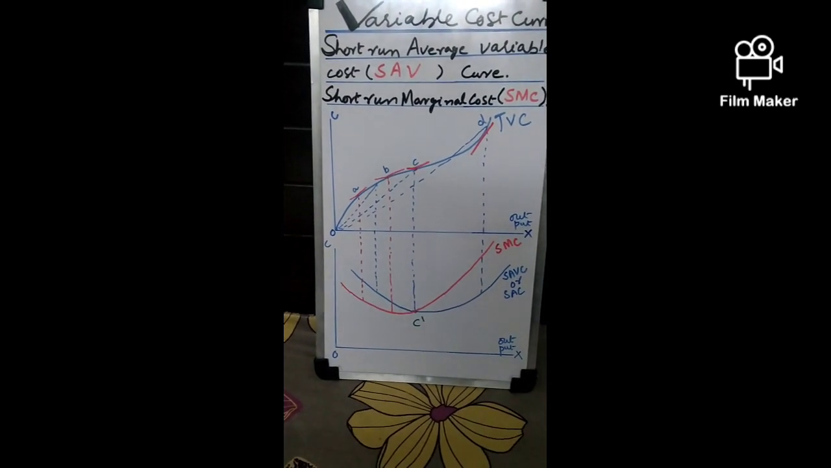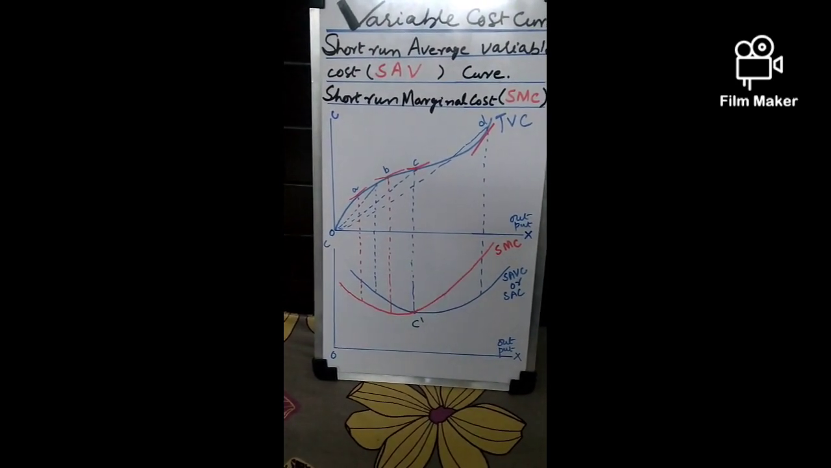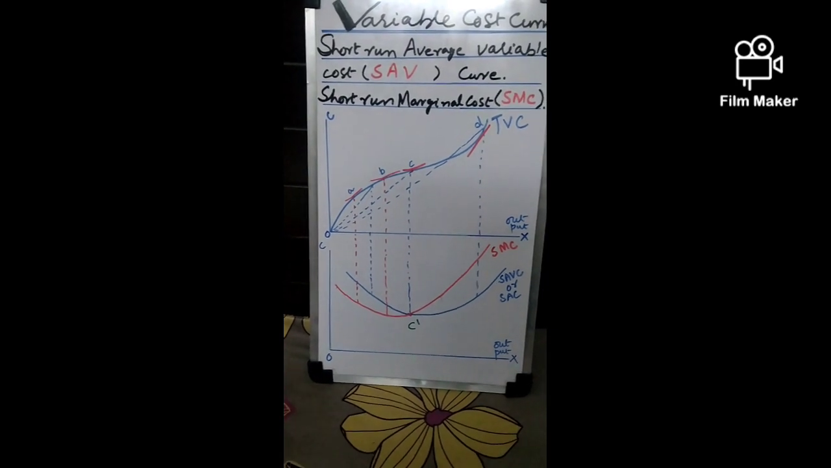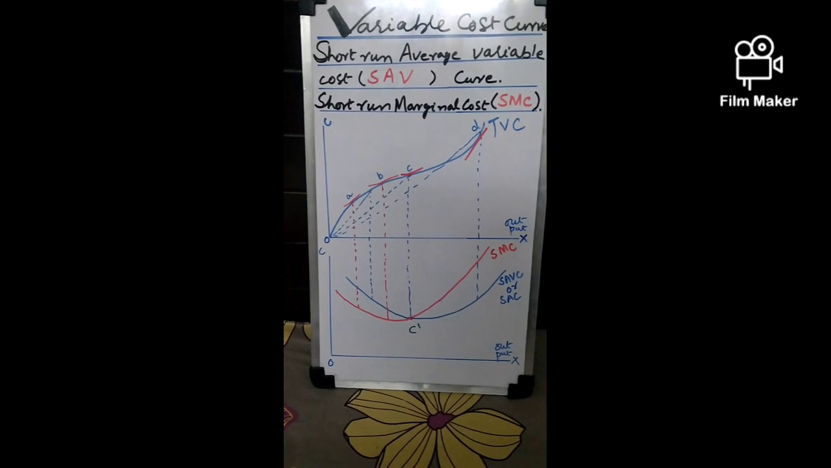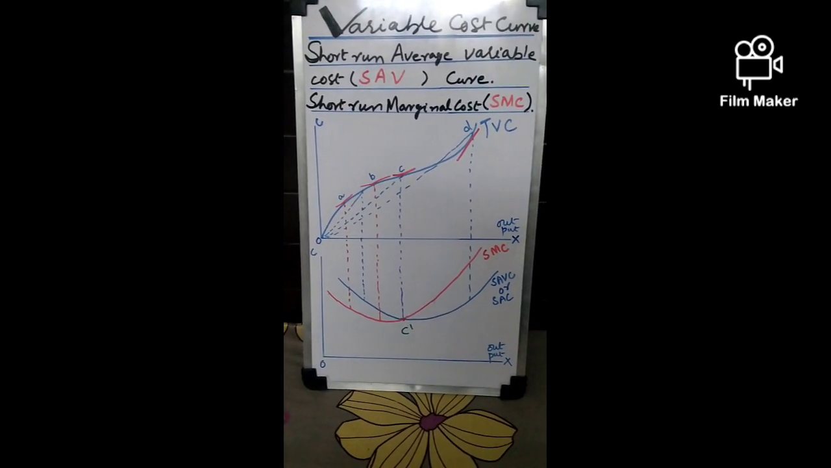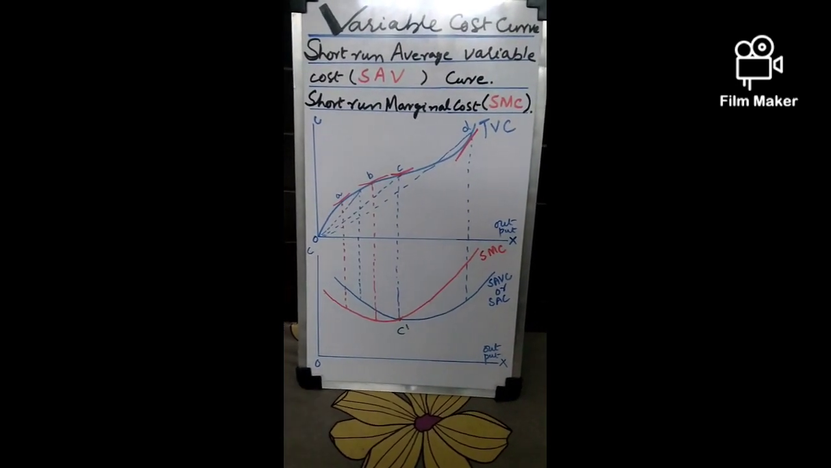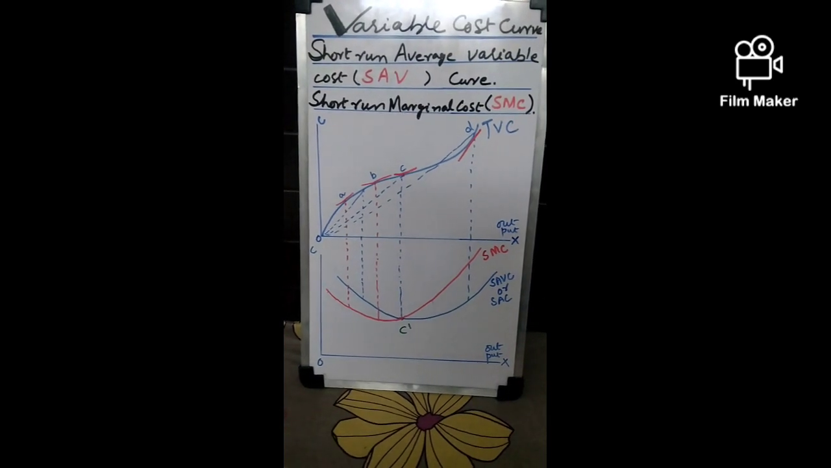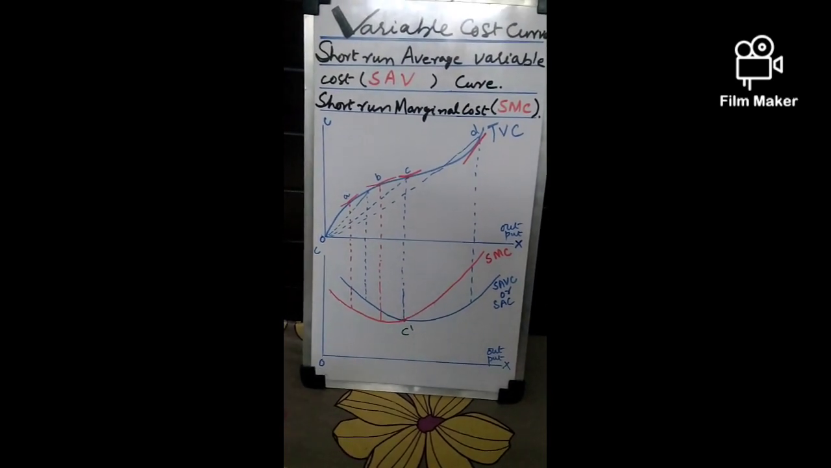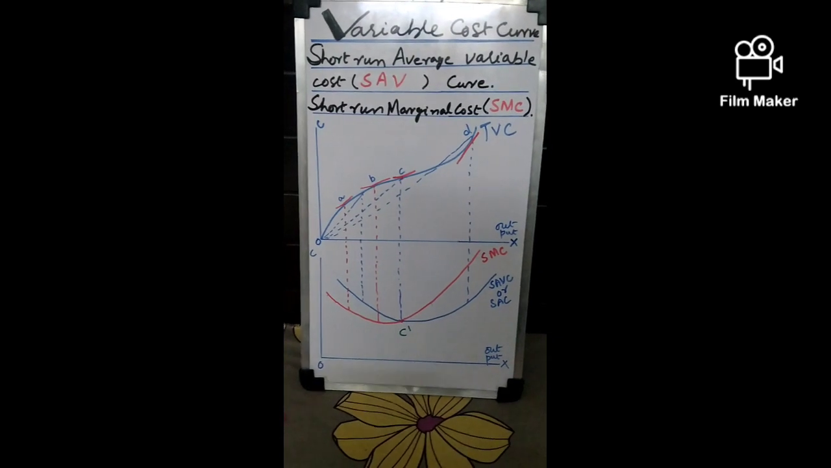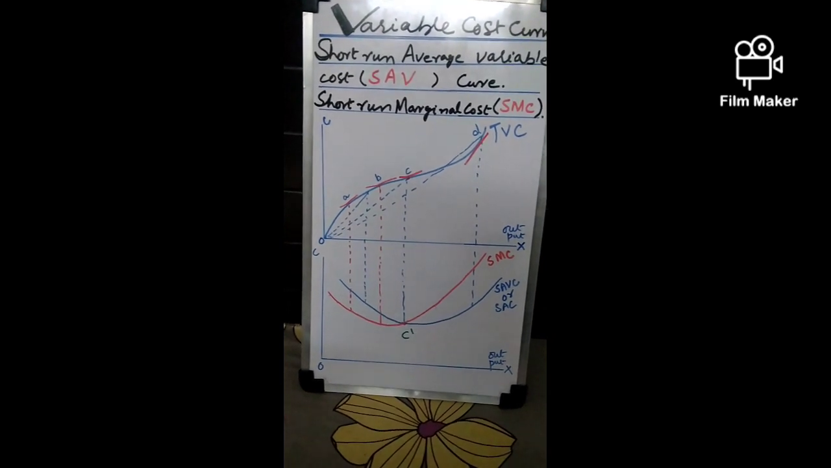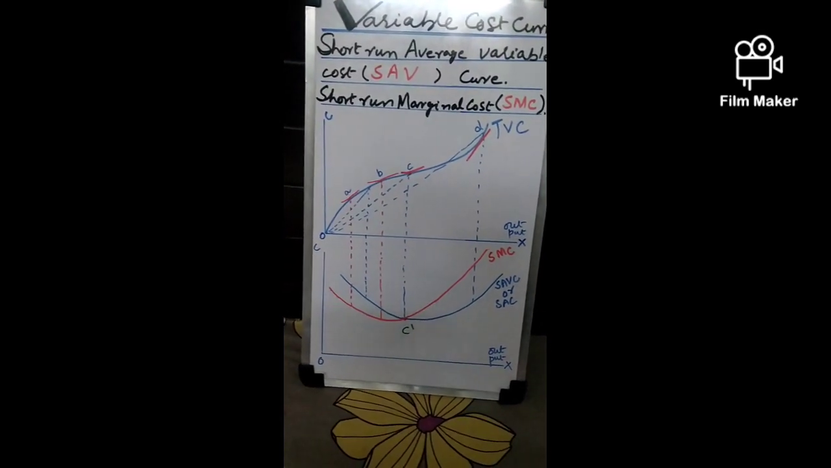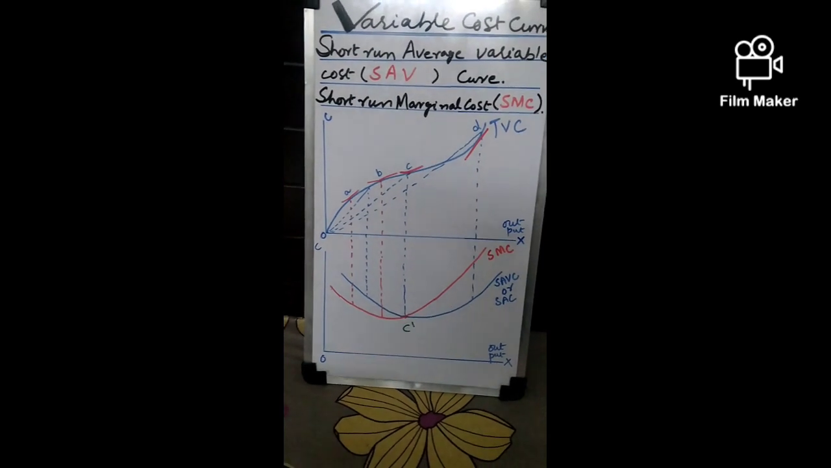Point C is the point of inflection, a point after which the curve changes its curvature, that is, from convex to concave or from concave to convex. So the total cost curve was concave before point C, and after point C it changes to convex. So the point of inflection is a point at which the curve changes its curvature from concave to convex or convex to concave.